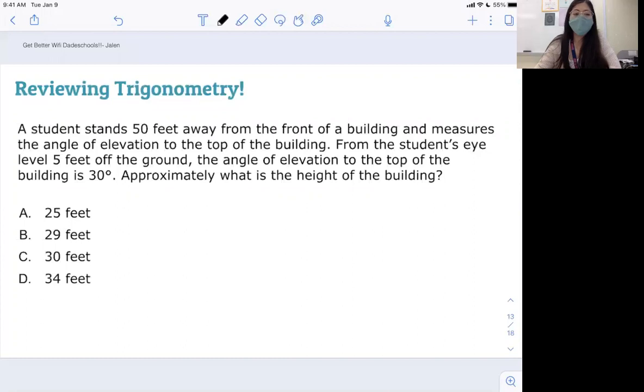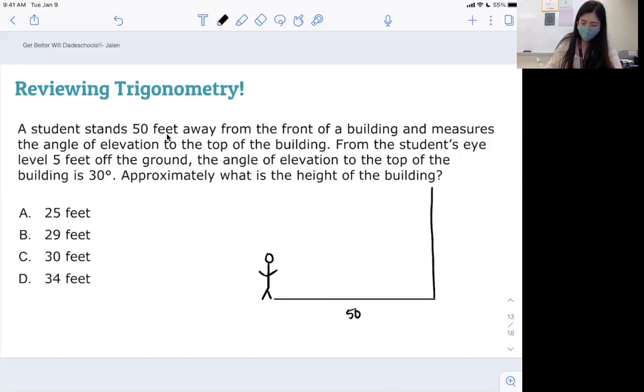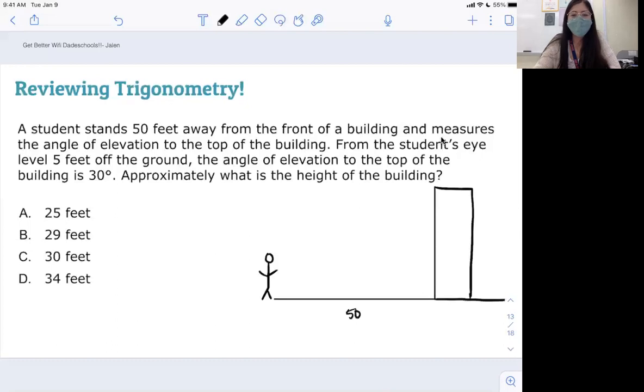So I'm gonna draw this out, okay? We have a student, I'm gonna just draw a stick figure. And he's 50 feet away from the front of a building. Here's the building. This is not drawn to scale, obviously. Then it says the angle of elevation to the top of the building is 30 degrees. But the guy is 5 feet off the ground, so he's 5 feet.